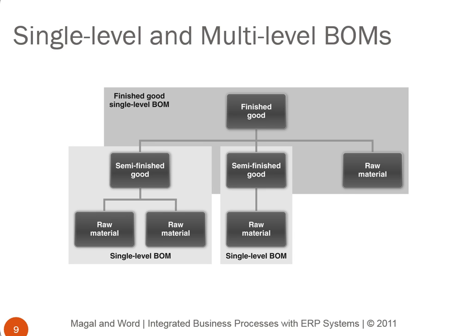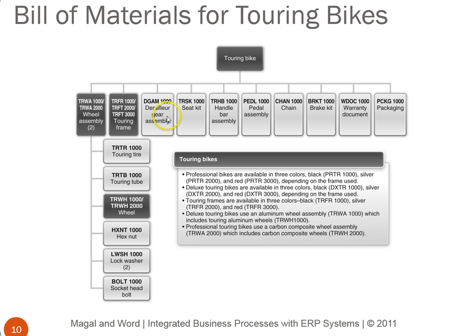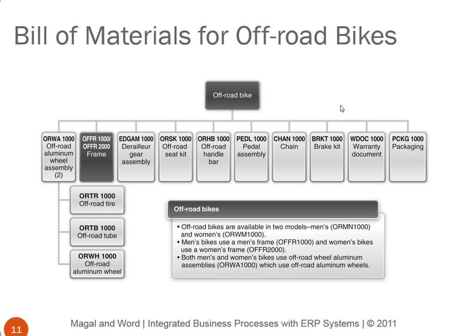Bill of materials can have different levels. So at the top you have the finished good BOM, and if you drill down, then you have the BOMs that are linked to the semi-finished goods and the raw materials that are associated with the semi-finished goods. Bill of materials for touring bikes, the example that is cited in your textbook, this is the touring bike. These are the bills of materials. Again, these are multi-level. Bill of materials for off-road bikes.